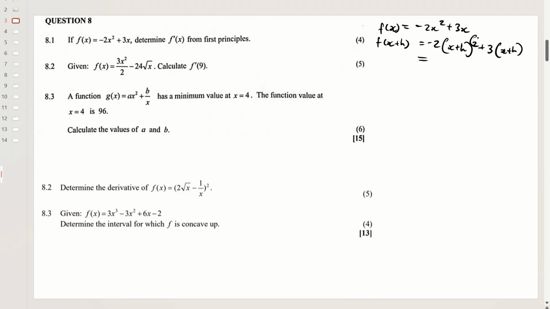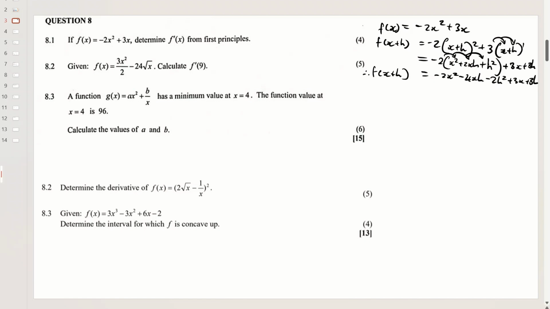So now, that 2 there always tells you that you have a square binomial. Deal with that before distributing the negative 2. This is x squared plus 2xh plus h squared. And then distribute the 3 inside there, since you just have degree 1 there, so you have a linear term. So now, this is 3x plus 3h. Now distribute the negative 2 inside. You'll have negative 2x squared minus 4xh minus 2h squared plus 3x plus 3h. So now therefore this is f at x plus h.